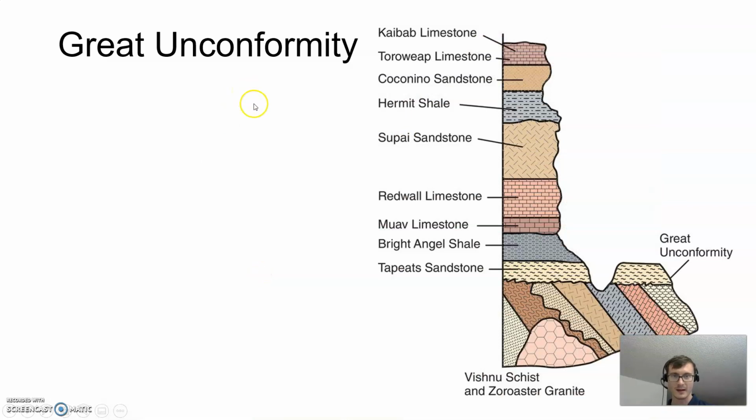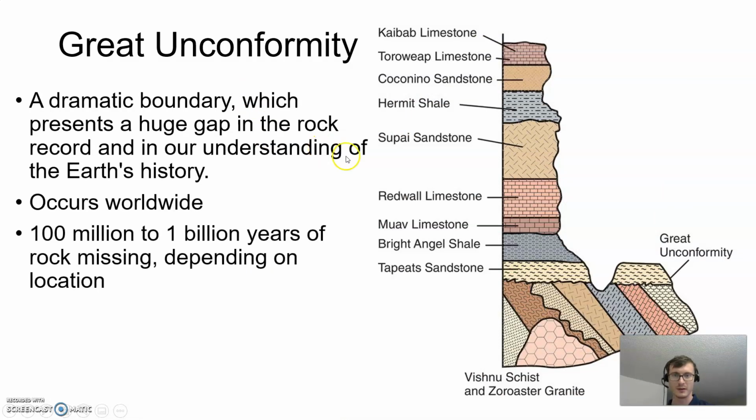So what we were looking at, and what you might have heard of before, is the great unconformity. So here at the base of the canyon, where we start to get to crystalline rocks, is where this great unconformity rests.